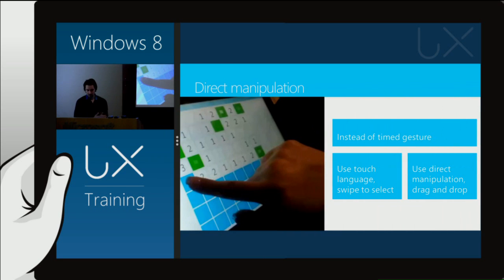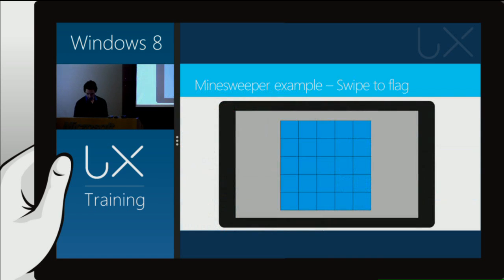So what you could do instead is you can use a touch language. You can use swipe to select. Flagging is really just a selection. Or you can use direct manipulation, and I'll show you some examples. So I'll tap down to reveal what's under the tile. Notice how there's immediate feedback on the tile. I touch down, it highlights, shows me what's going on. I lift, shows me there's 2 mines around.